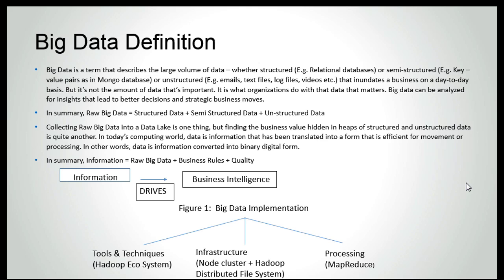So what we did initially was to take the data and transform it into binary digital form so we could process it efficiently in our computer systems. But now, once it has been processed, we need to determine how to get information out of it. What makes this raw big data information is when we apply business rules to it and implement quality on this big data, which is referred to as a 360-degree view of data. So that's what yields the information. So what is information? Information is raw big data plus business rules plus quality.